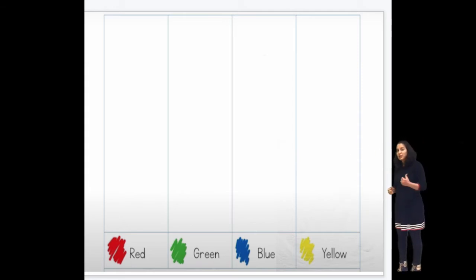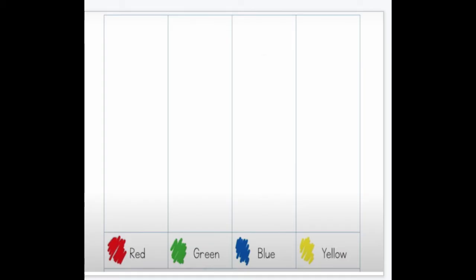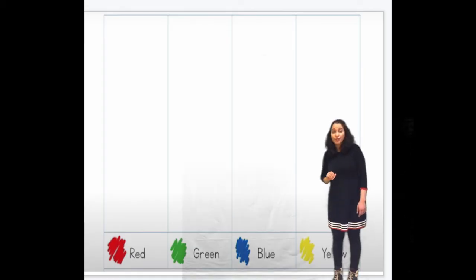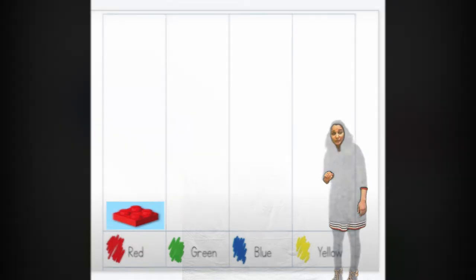Now when we counted the number of fruits, we did our graph horizontally. You can also do your graph vertically, just like this. At the bottom here, I have 4 colors: red, green, blue, and yellow. Now let's count how many red Lego bricks we have. 1. So we have 1 red Lego brick. So I am going to put one red Lego brick on my pictograph.